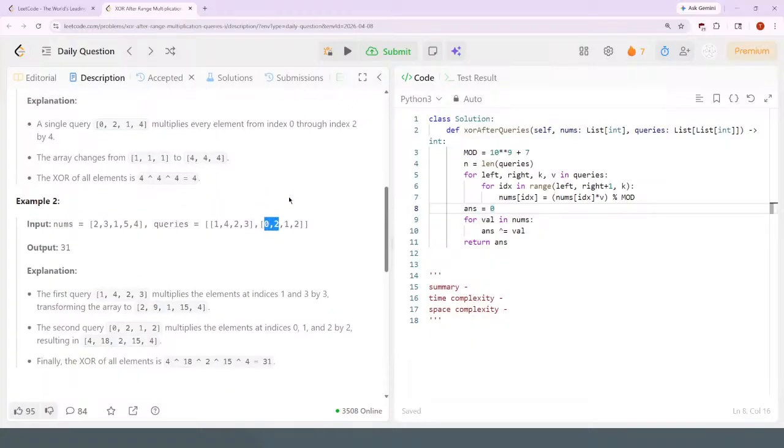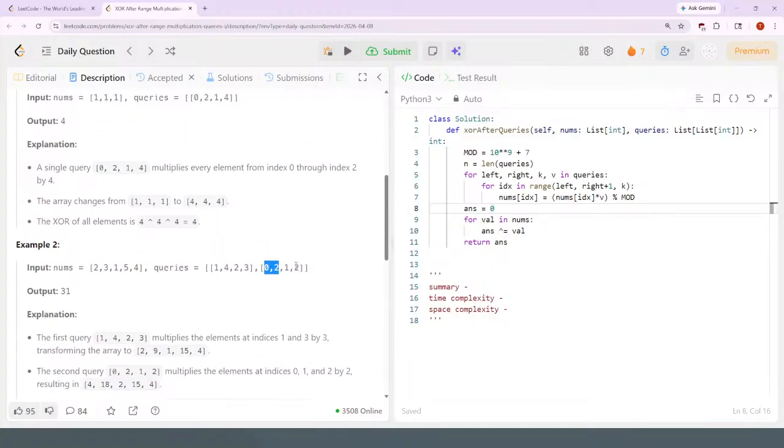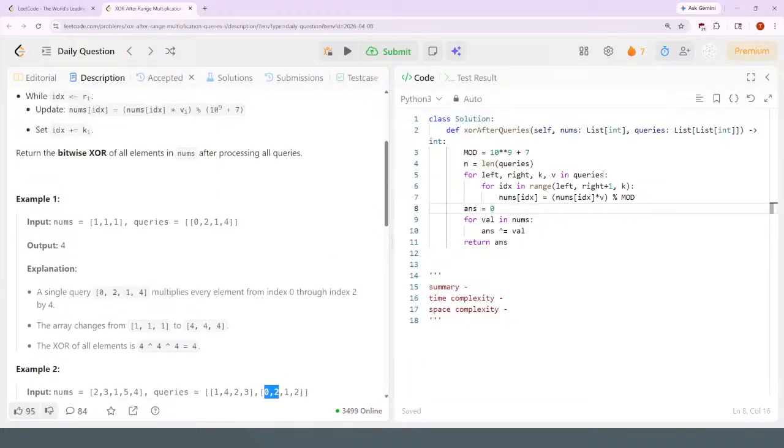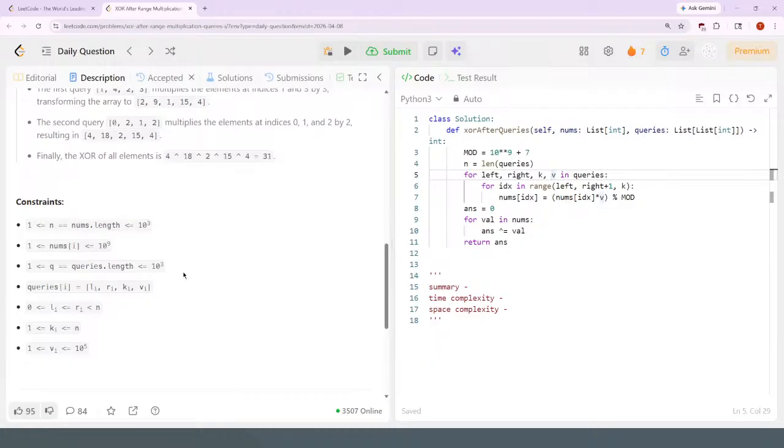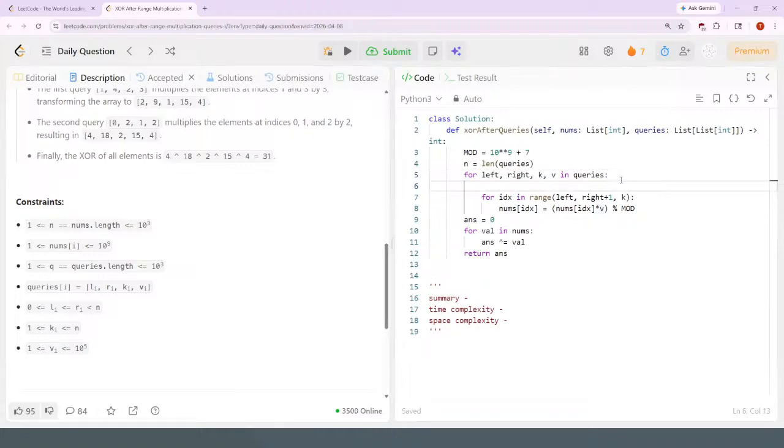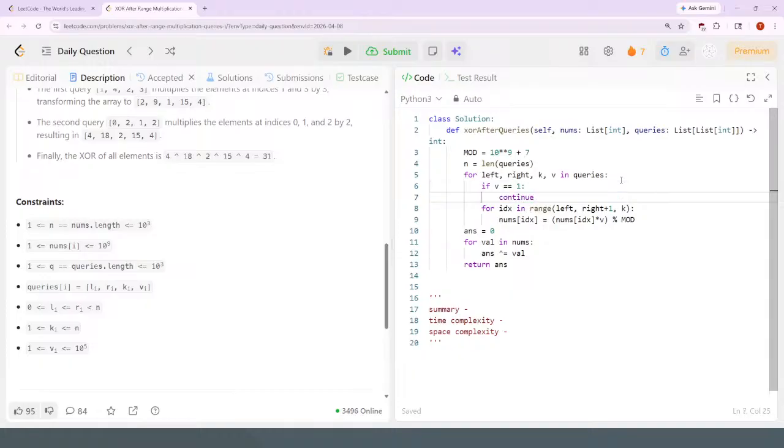I guess if a query has a k value of 1, then I can skip it. Or if not k value 1, if it has a v value of 1, I can skip it, because the v value is 0, then it changes all those things. The v value can't be 0, v value can be 1. So I could do something like this: if v equals 1, then continue. I guess that's the one trivial case.